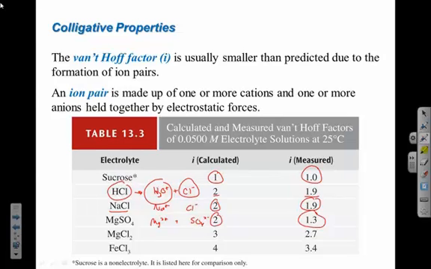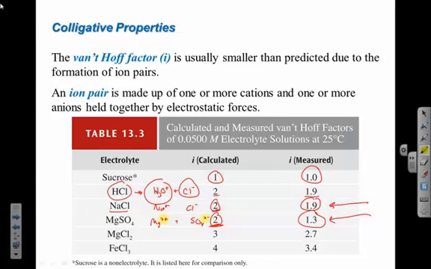Why is the predicted value here so much off from 2, whereas the predicted value here was only slightly off from 2? Yeah, I have more charge. So when I have more charge, they're attracted more, so I get a lot more ion pairs. With a charge of +2, -2, almost half of the ions are stuck together as pairs. There's a lot of pairing because the charge of attraction is so great.